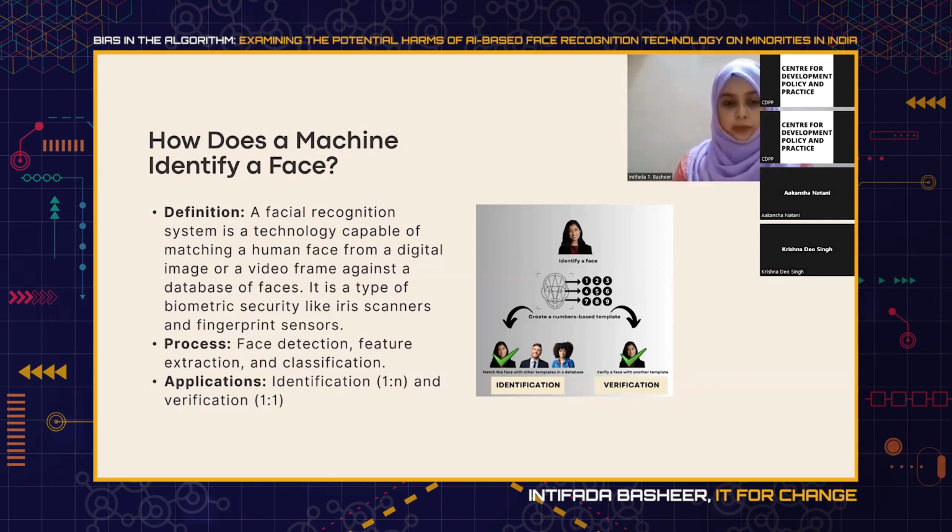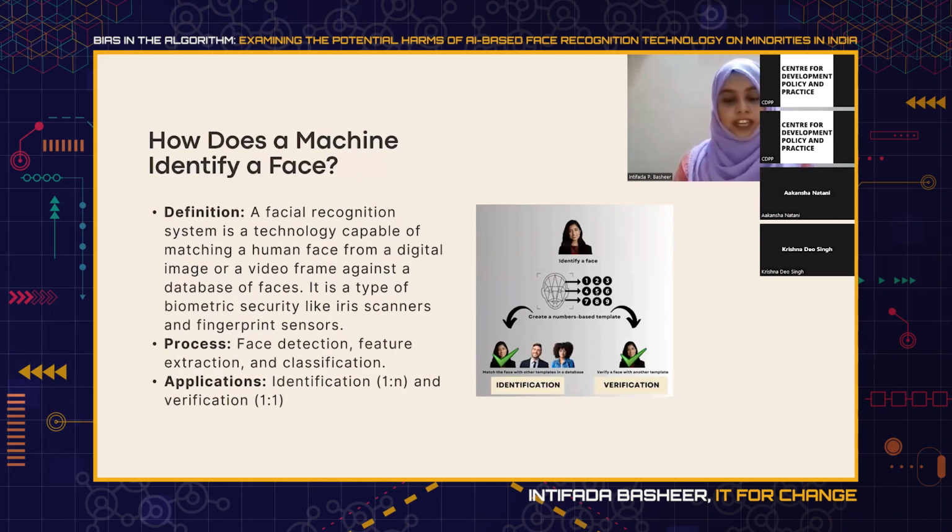And then it does one of two things. It either identifies the face or it verifies the face. So what do I mean by this? Identification is when it uses the template that it has created and tries to match it with n number of templates that are already present in its database. Verification, on the other hand, is when it uses the template that it has created to see if it exactly matches another particular template that it has in its database.